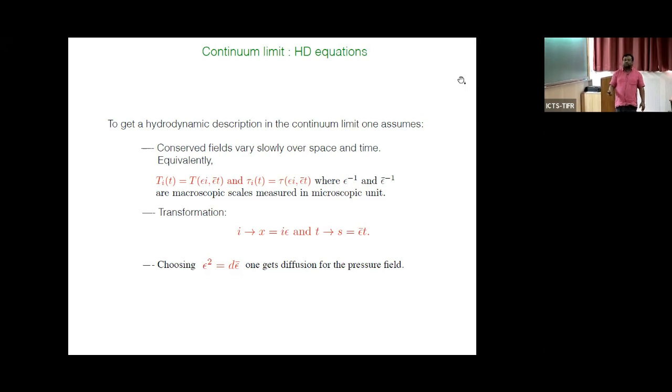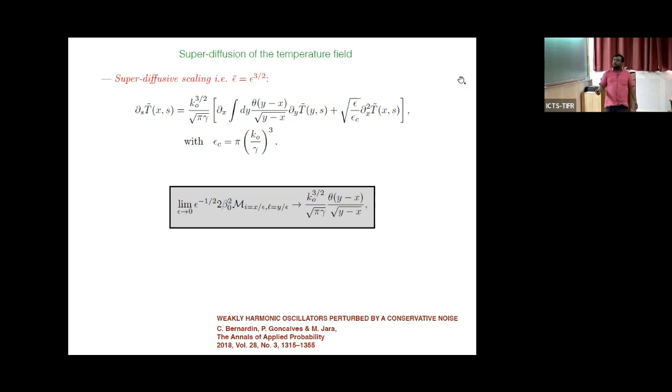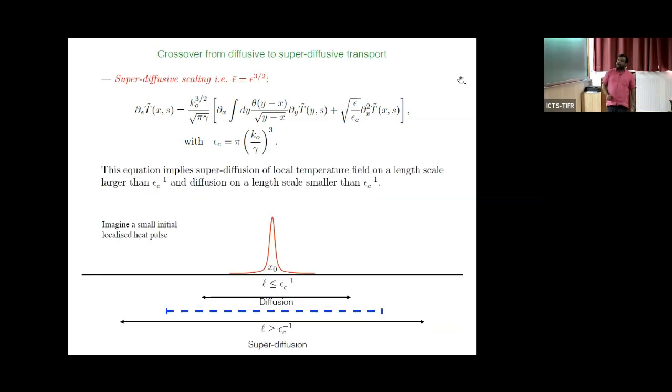However, you have to choose an appropriate scaling of these two scales to get sensible equations. So we have to choose a diffusive scaling for the pressure field, and you get a diffusion equation for the pressure field. But for the temperature field, you have to choose the super-diffusive scaling, and if you do that, you get this equation. This is the non-local kernel that you get, which is obtained from the scaling limit of this microscopic kernel, and you get a super-diffusive equation for the temperature field, but with a diffusive correction. Epsilon c inverse is expressed in terms of the microscopic parameters, and it gives you an explicit expression for the length scale below which you will observe diffusion, and above which you will observe super-diffusion.